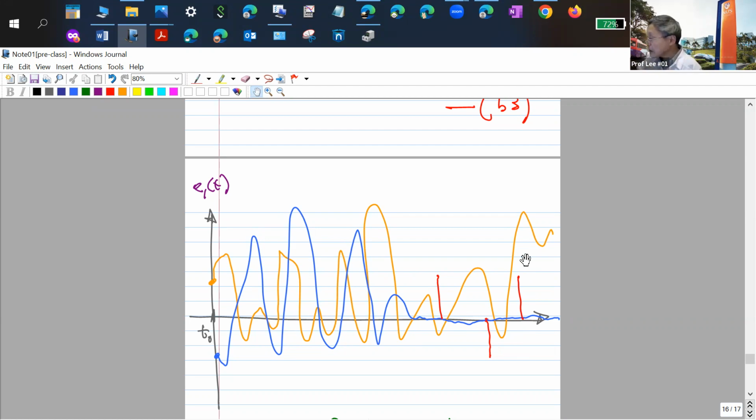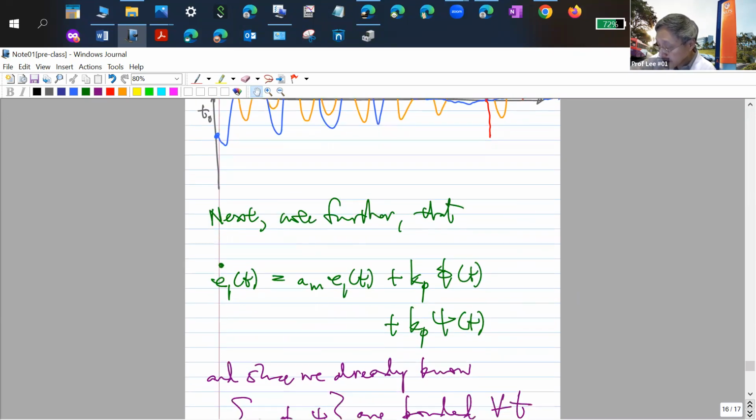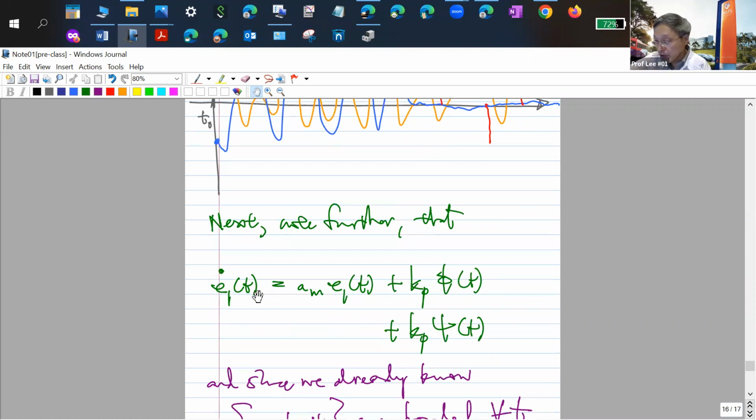But fortunately here in our case, we can go further because our L2 signal has this additional property, and we look at it from the tracking error. You saw before we analyzed this: E1 dot is AM E1 plus KP phi transpose YP of T plus C R of T. You saw we had this expression.